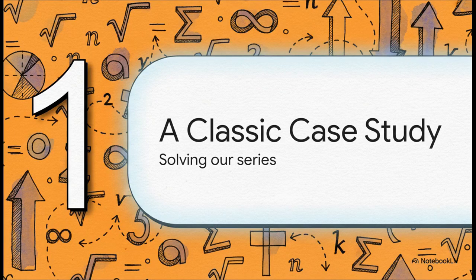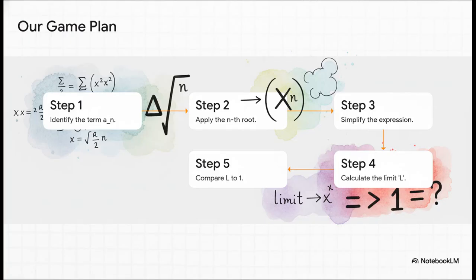Okay, theory is great and all, but let's actually put this thing to work. It's time for a little case study. We're going to go all the way back to that scary-looking series from the beginning, and we're going to solve it together step by step. So here's the game plan, broken down into 5 easy steps. First, we just need to identify our term, the an. Simple enough. Second, we apply the nth root. That's the heart of the test, right? Step 3 is the magic part. The expression simplifies like crazy because that nth power just vanishes. Then, step 4, we calculate the limit of what's left over. And finally, step 5, we just take our result and compare it to 1.